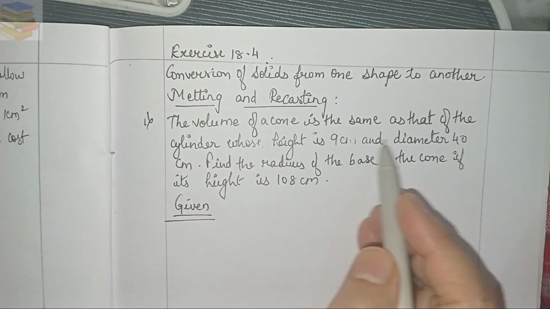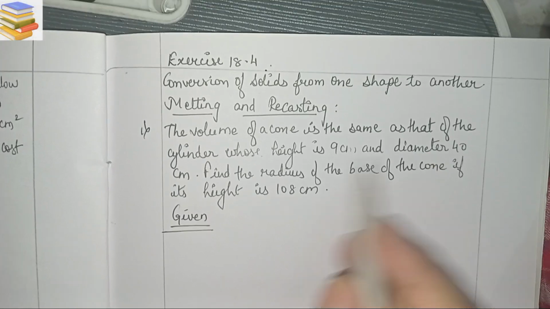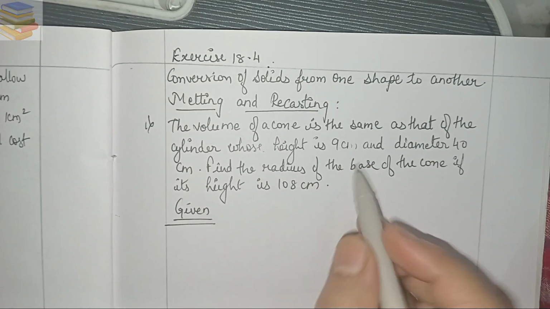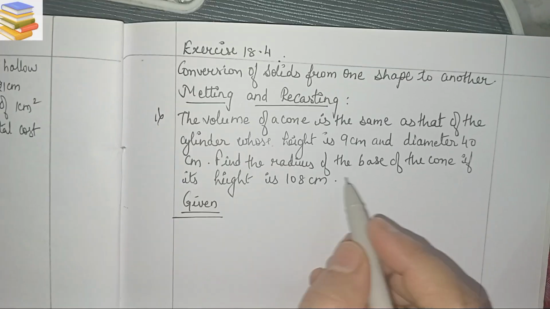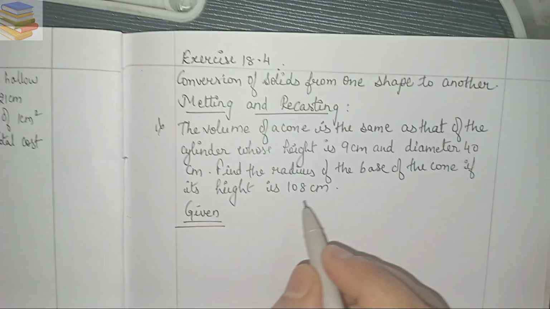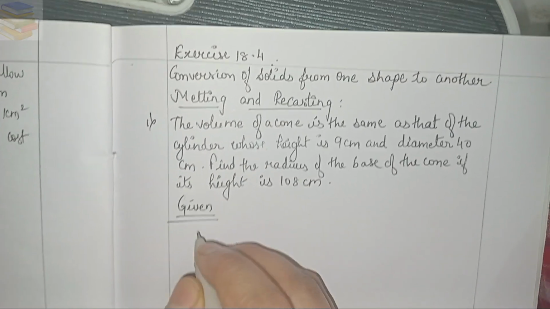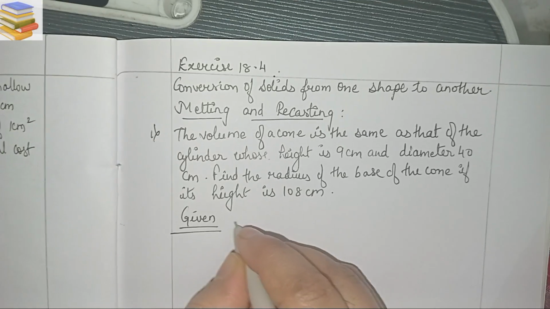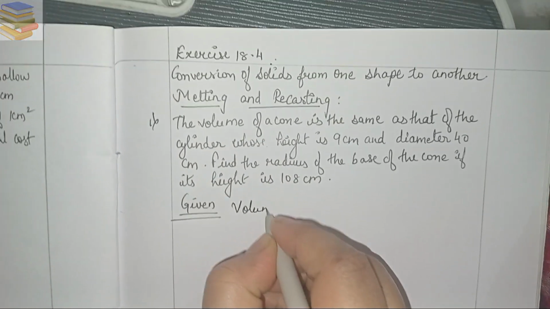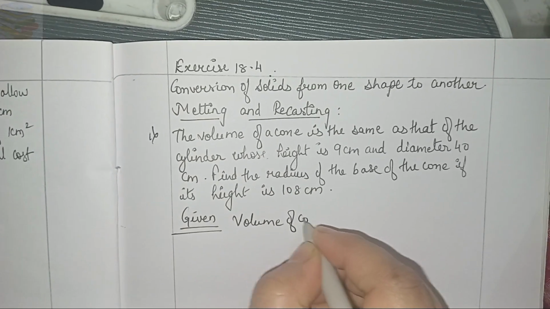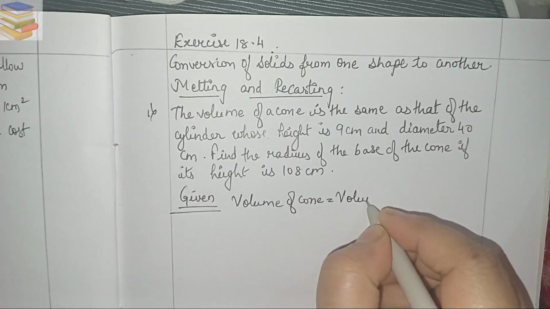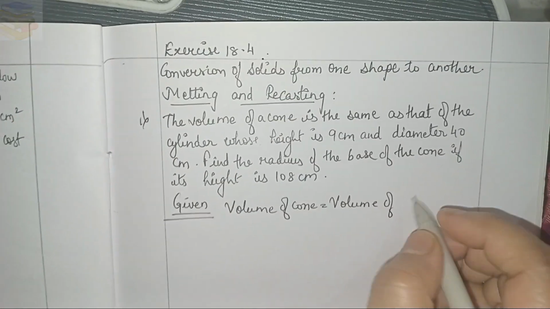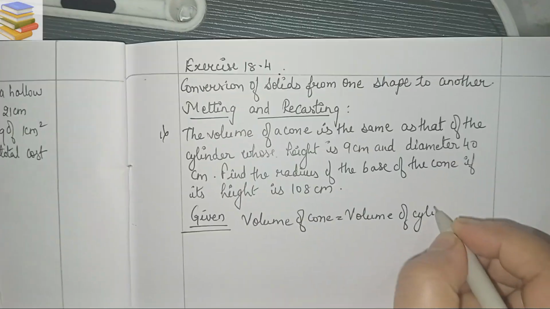the volume of a cone is the same as that of the cylinder whose height is 90 centimeters and diameter 40 centimeters. Find the radius of the base of the cone if its height is 108 centimeters. What is given? It is simply stated that volume of cone is equal to volume of cylinder.